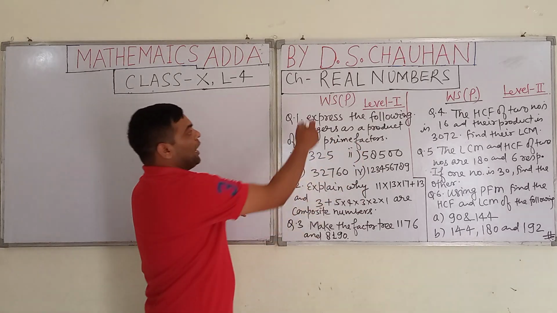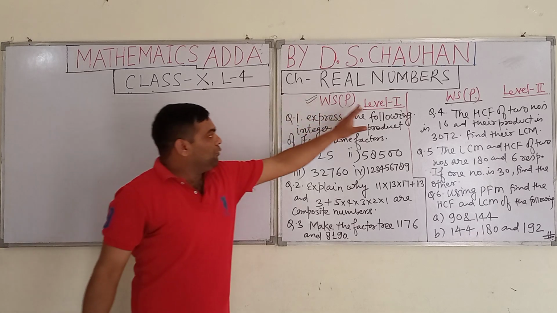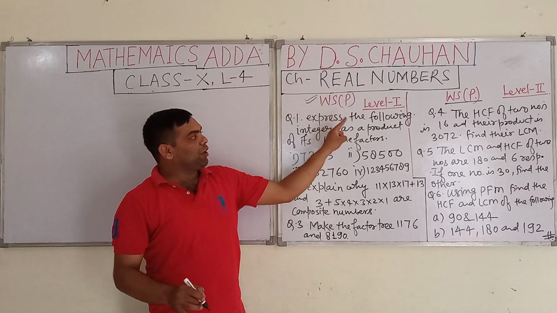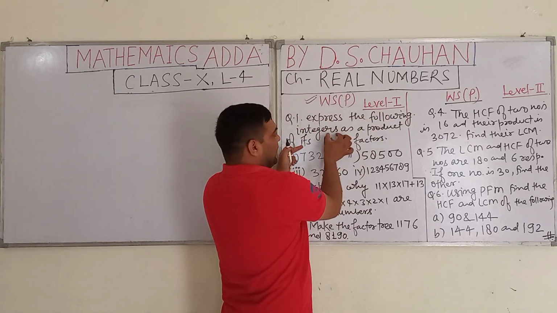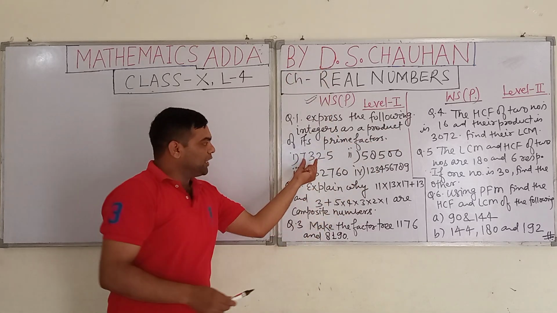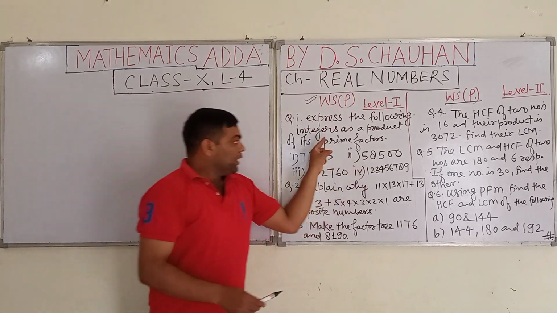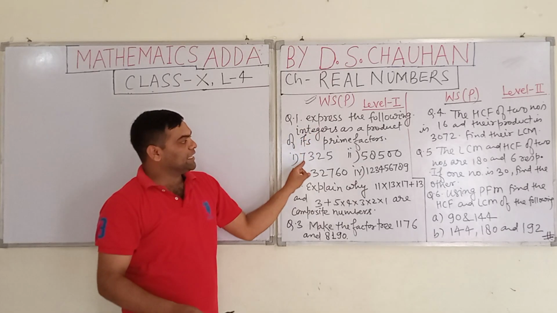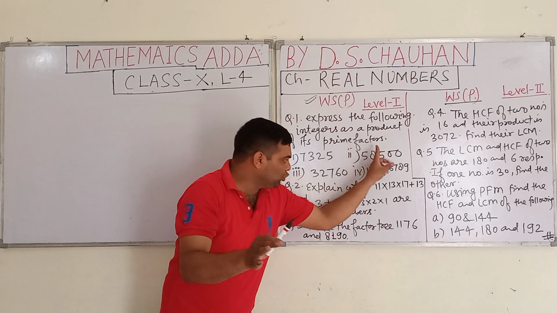Students, here I have written the worksheet for practice. In level 1, I have given you questions from the fundamental theorem of arithmetic. Here it is: express the following integers as a product of their prime factors. Here I have given you two numbers and two more numbers. You have to express these four numbers as the product of prime factors. All of you are familiar with this, you have to do it by yourself.